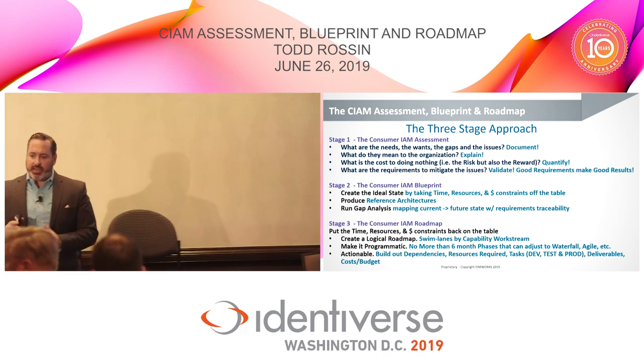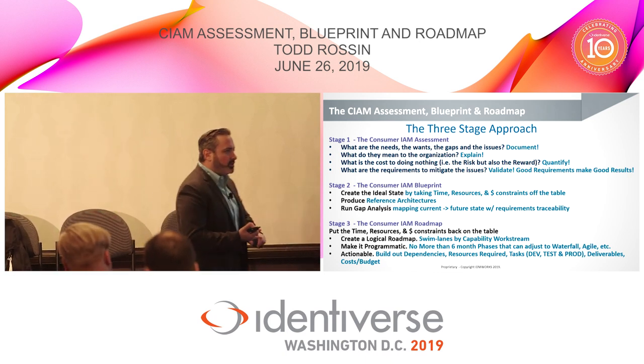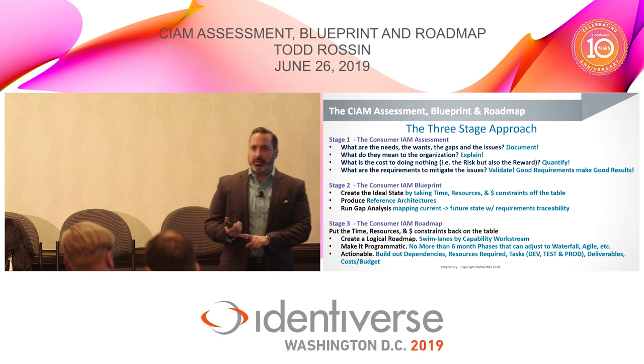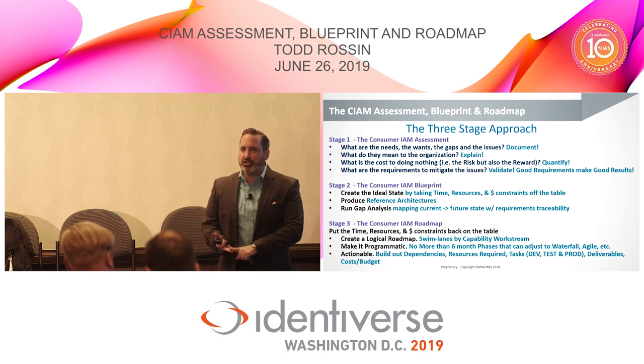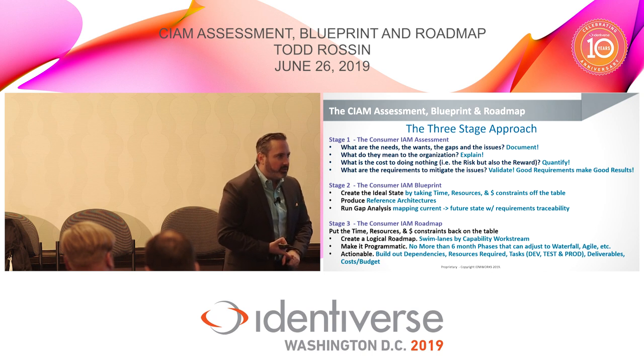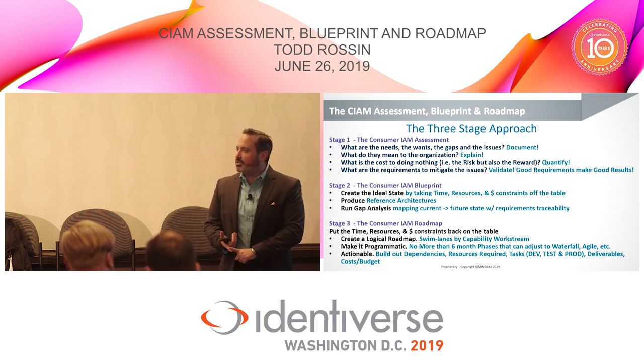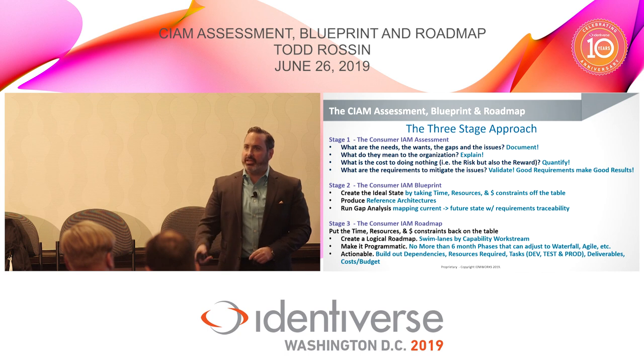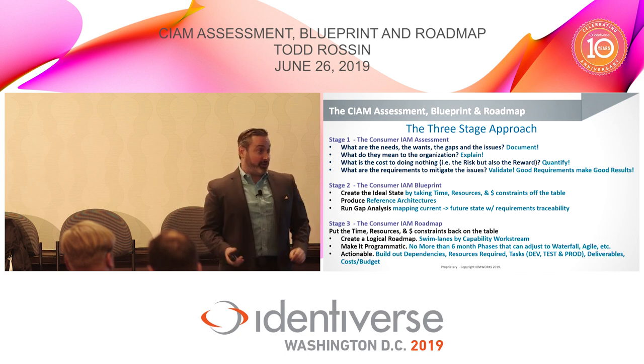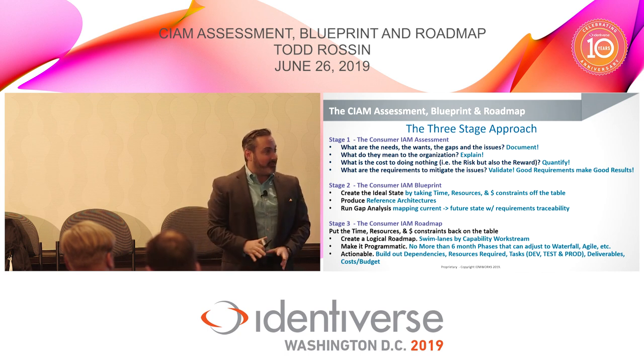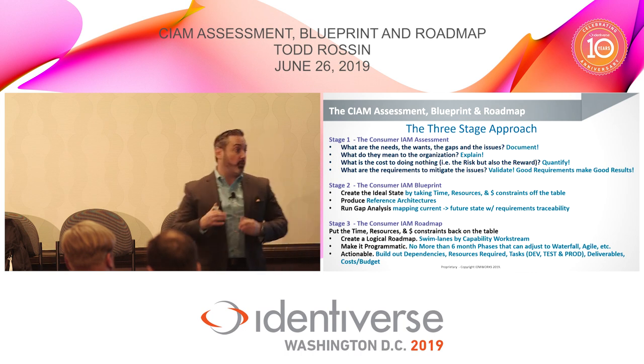Last piece of it is, now we have a plan. We know the problems, hopefully. We know the issues, we know the requirements to mitigate it, we know what this thing would look like ideally, we have reference architectures, we know the plan to get there. We're still missing one thing, even though we got the costs and the people and all that. What we're missing here is product. Now go look at product. Now go talk to the software vendors and say, here's what I need.